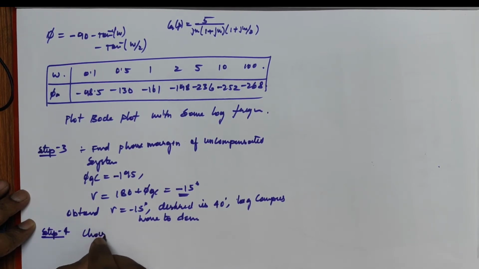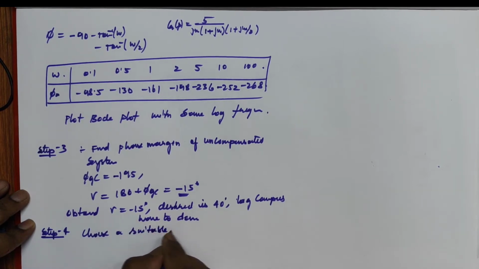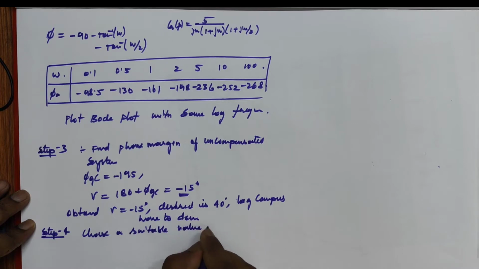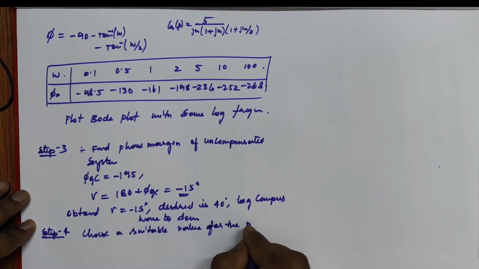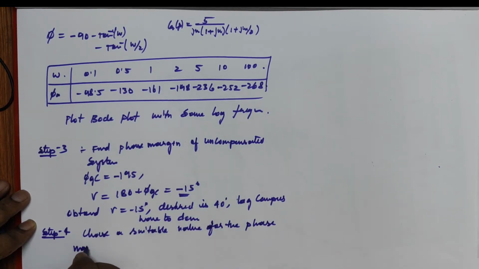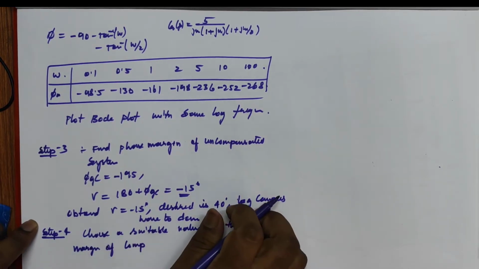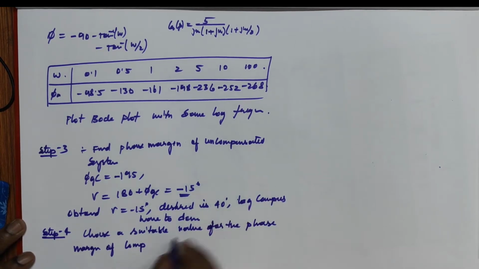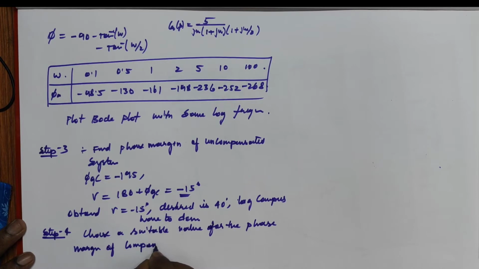Choose a suitable value for the phase margin of the compensated system. So we are really in lead compensator, it is different. Now in this we will do alternatively the phase margin of the compensated system. This is called back engineering.